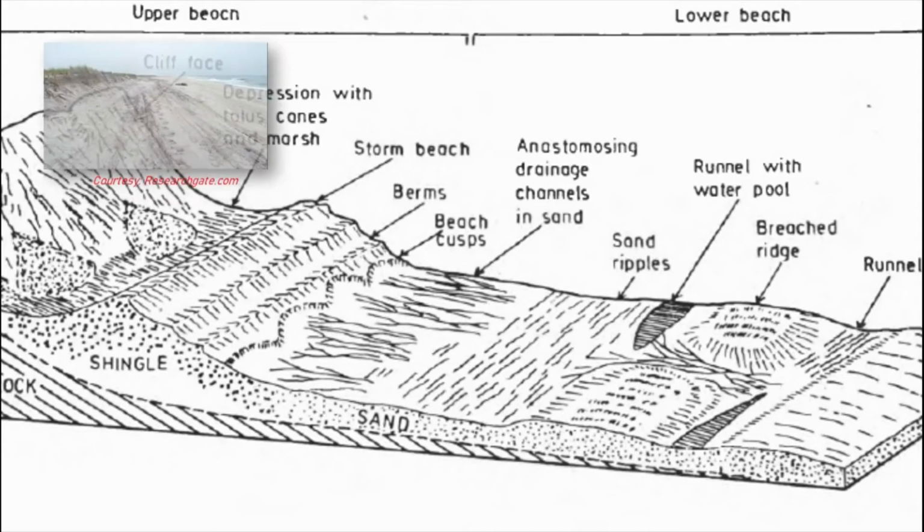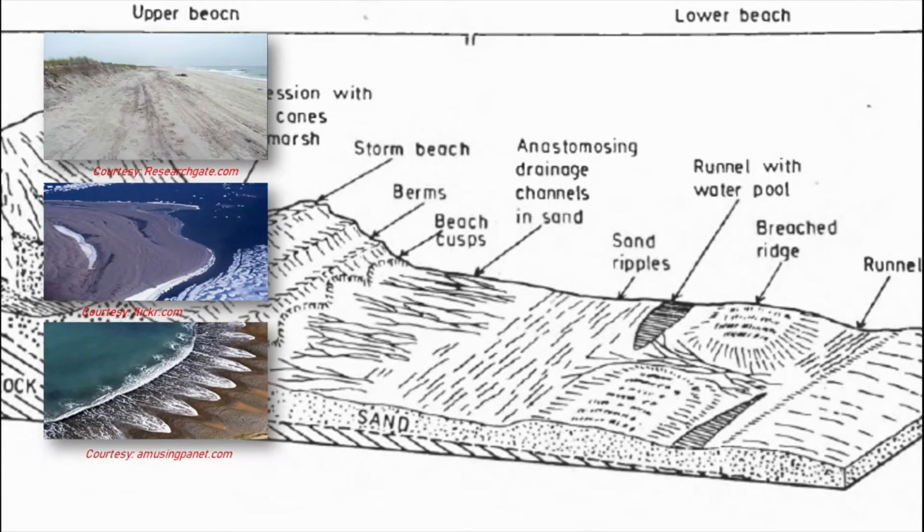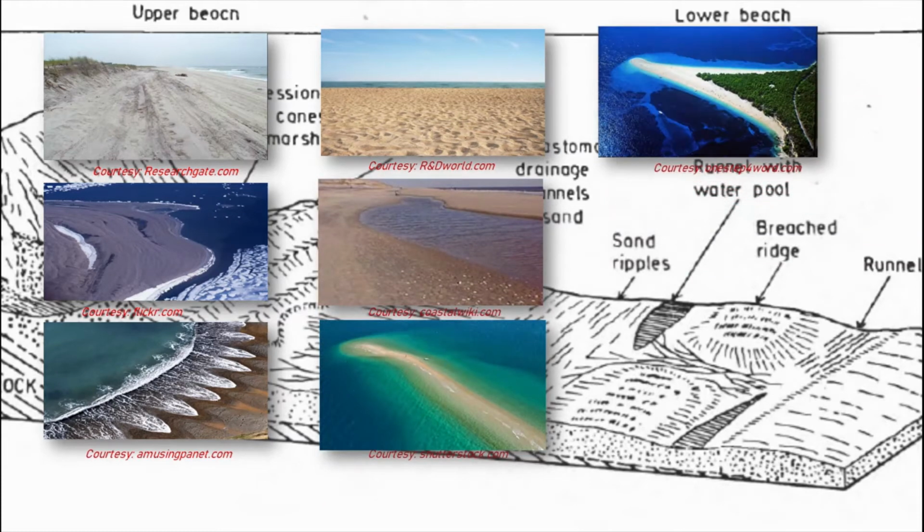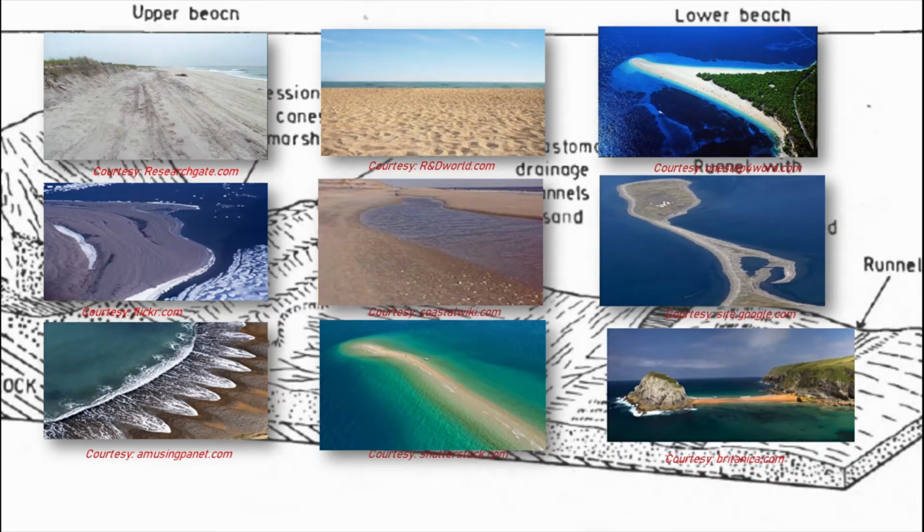Do you want to know how a beach ridge, a beach cusp, a sand ripple, runnel, long bar, spit, hook, and tombolo were formed, and what is their relationship with the geomorphic landform and as well as the erosion and deposition? Then watch our complete video.